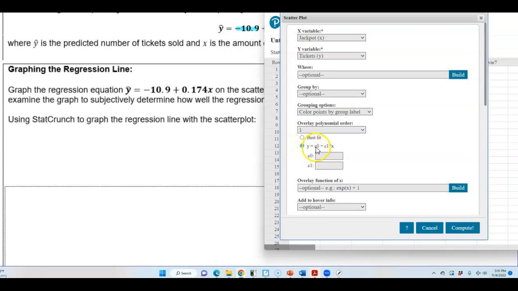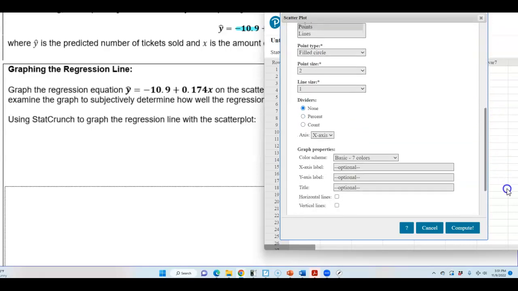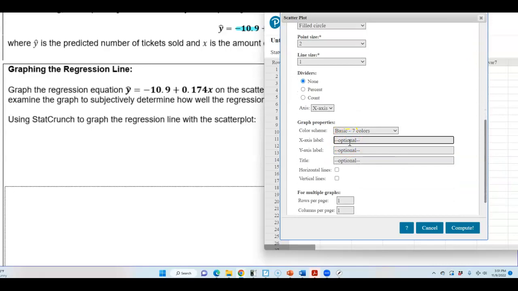Then we're going to select this scenario here. C subscript 0 is the same thing as B subscript 0, which represents the y-intercept. So the y-intercept of this problem is negative 10.9. Then we put in C1, which is the same thing as B1, and that represents the slope. The slope here is 0.174, so let's put in 0.174. Again, we make sure that we put in jackpot, which represents the X values, and tickets, which represents the Y values, and make sure that we have horizontal and vertical lines. Now let's select compute.